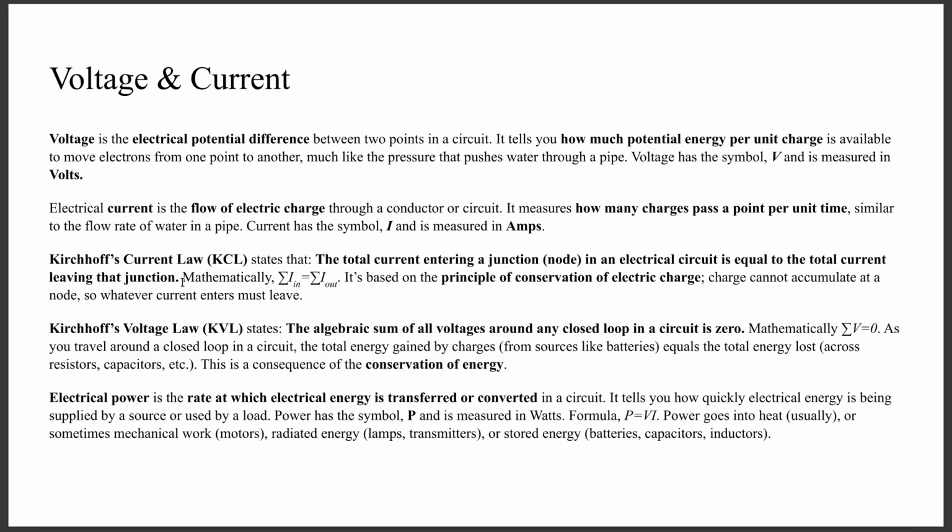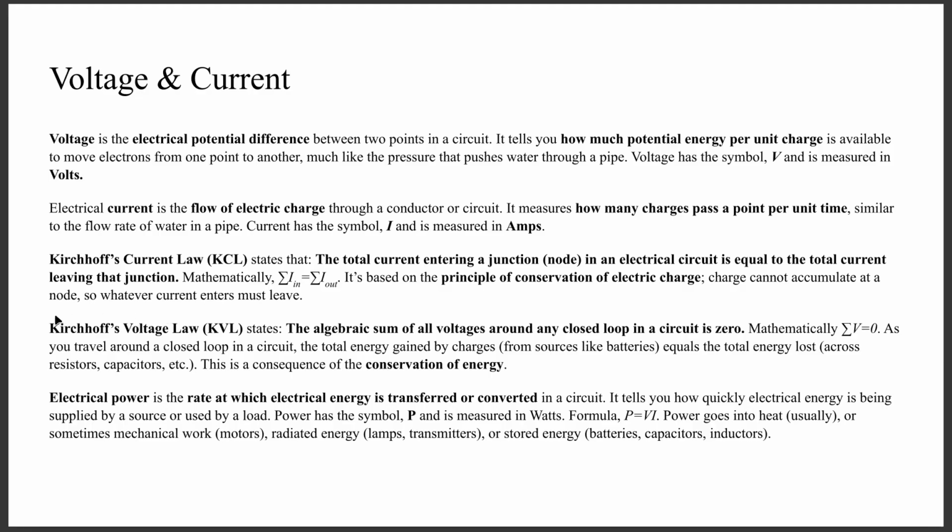So Kirchhoff's current law, or KCL for short, states that the total current entering a junction or node in an electric circuit is equal to the total current leaving that junction. Mathematically, the sum of the input current is equal to the sum of the output current. It's based on the principle of conservation of electric charge. Charge cannot accumulate at a node, so whatever current enters must leave.